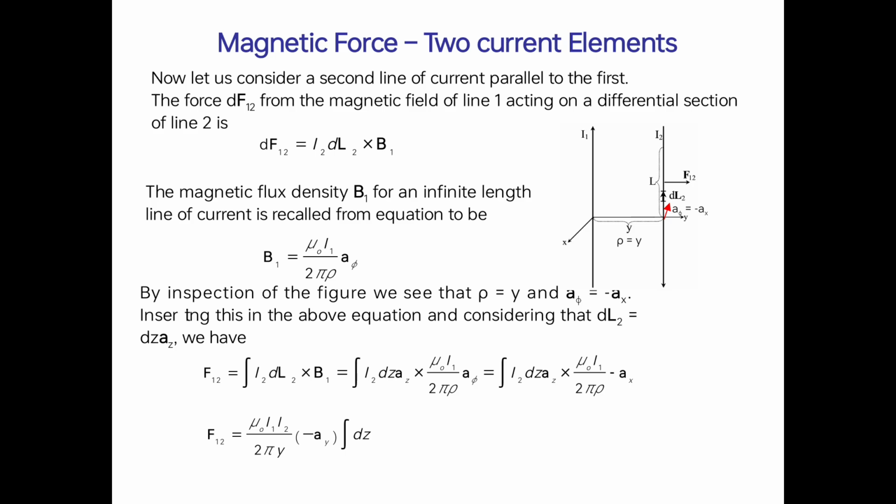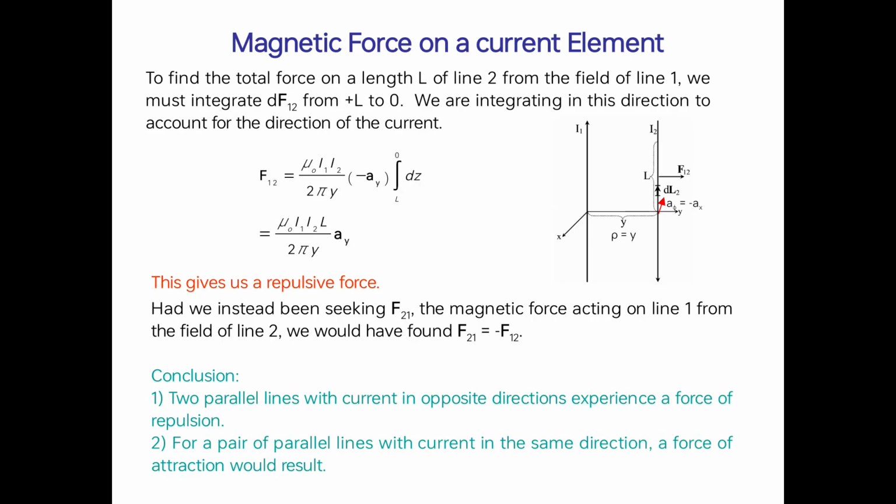Inserting this in the above equation and considering that dL2 = dz az, the force equation becomes F12 = μ0 I1 I2 / (2πy) (-ay) ∫dz. To find the total force on a length L of line 2 from the field of line 1, we must integrate dF from L to 0. We are integrating in this direction to account for the direction of the current. We will get F12 = μ0 I1 I2 L / (2πy) ay. This gives us a repulsive force.